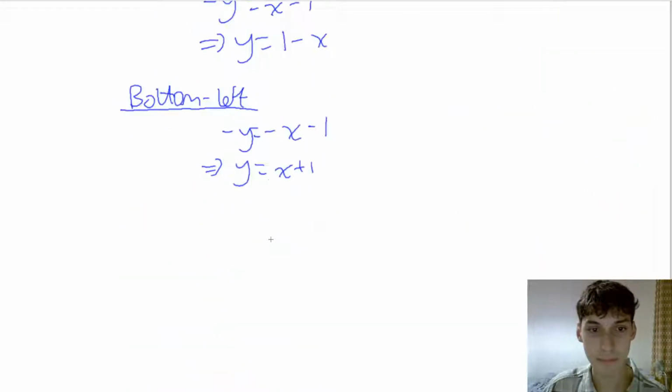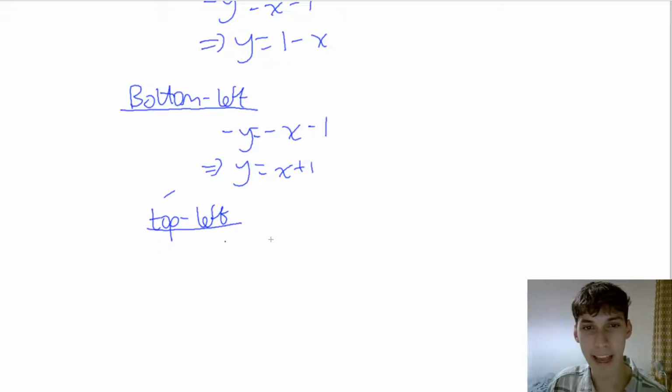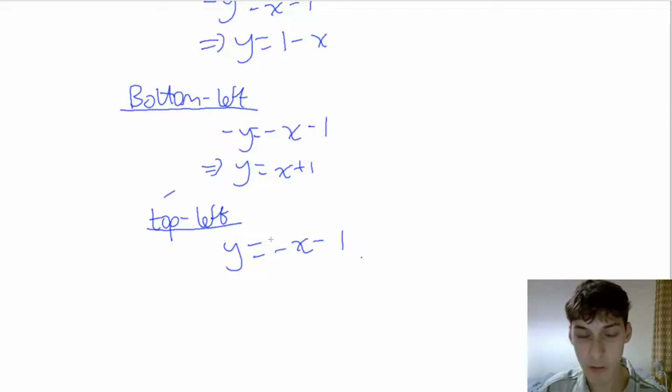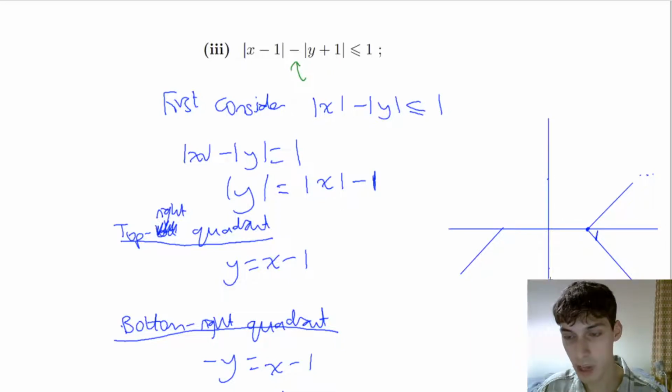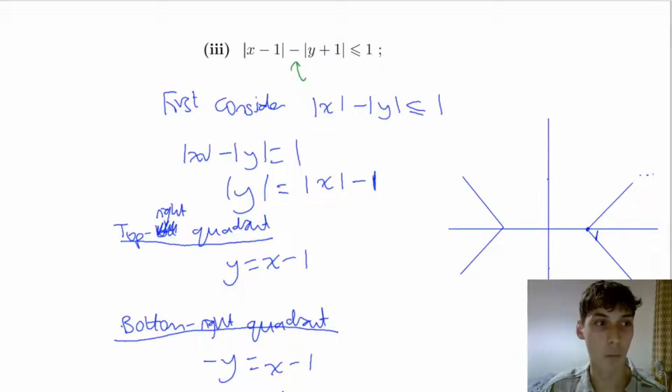Now we want the top left quadrant, where y is positive and x is negative, so y is equal to minus x minus 1, which we don't have to rearrange. The gradient is minus 1 and the y-intercept is minus 1. So that's something like this. And again, I'll draw on where the axis intercept is here. We have a minus 1 there.